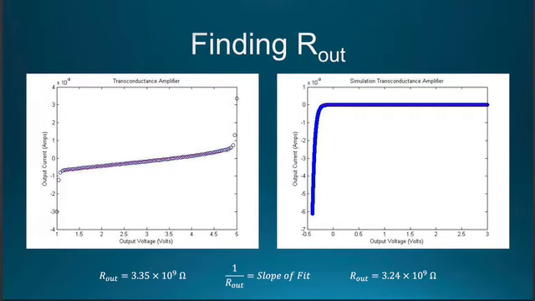We use the slope of a line of output current compared to output voltage, and 1 over R out equals the slope of these lines. So we found R out by finding the slope with the curve fit, as you can see, for our simulation data. And we came out with two very similar answers.